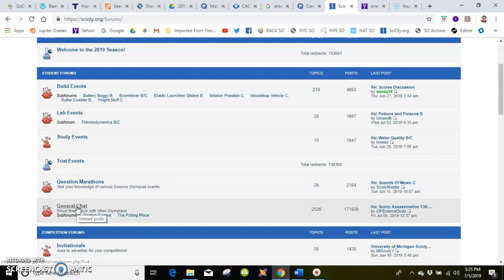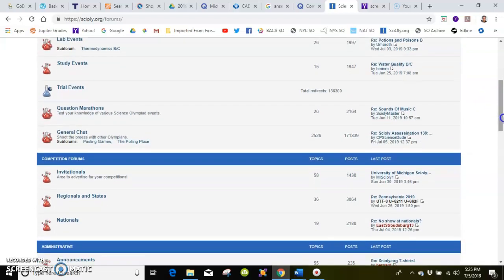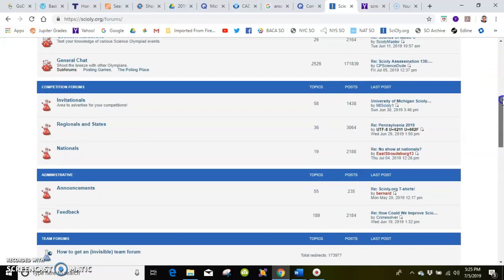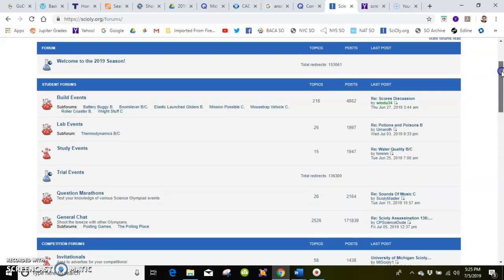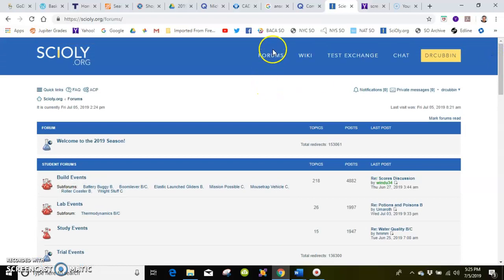A lot of things in there, including the information for the SSSS, the Summer Science Test Entrance Activity. Then your competition forums, invitationals, regionals, nationals, and administrative. We really don't go in there either. And team forums, and I don't even know what that's about, to tell you the truth. So that's just a general overview.